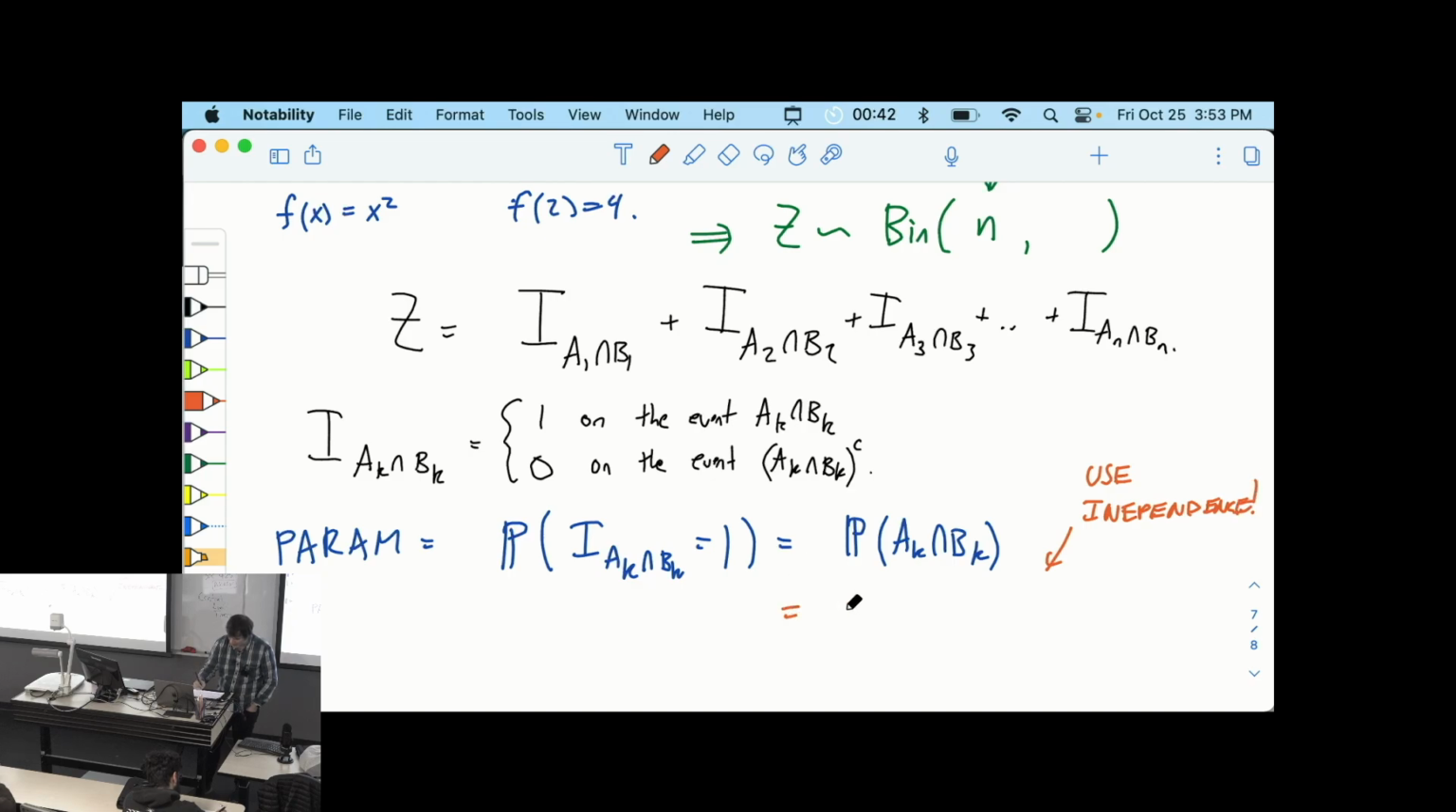Okay, and by independence, this splits as AK times BK. So we were told Alice's and Bob's corrections were independent, and so it splits as a product, and that is P times Q. So there you go. That's the parameter that goes in the binomial.